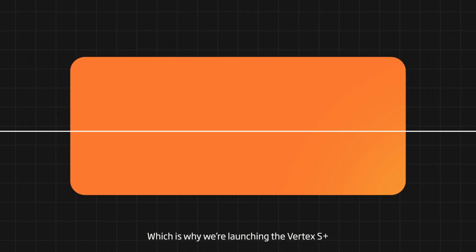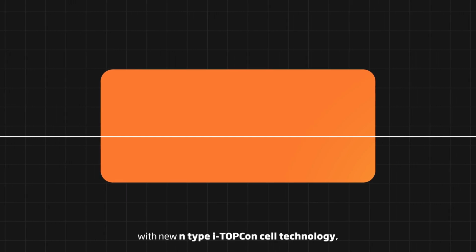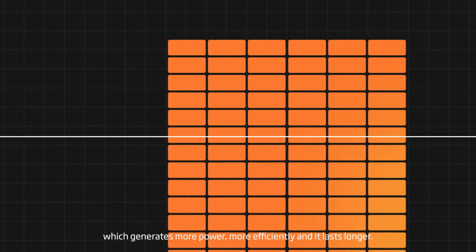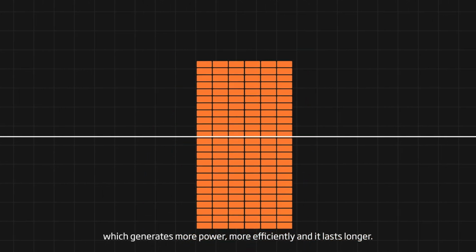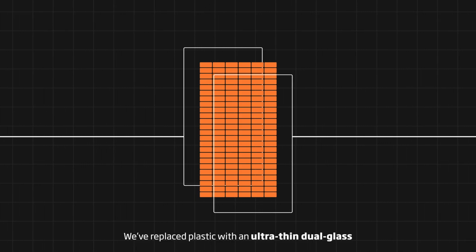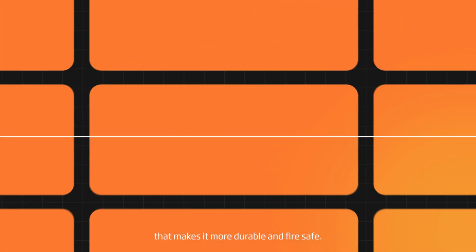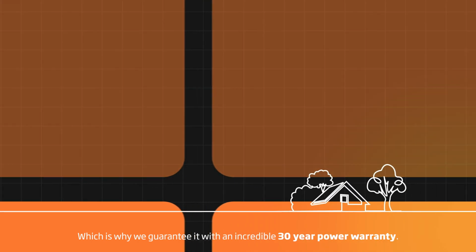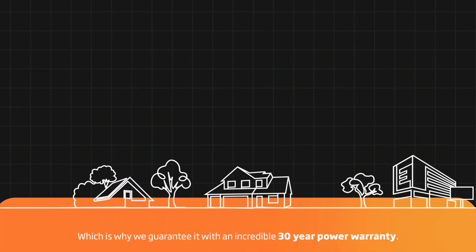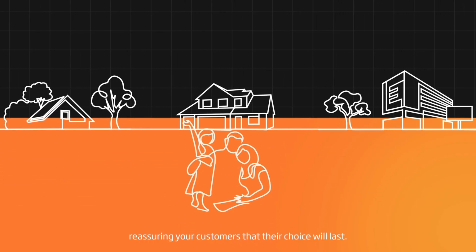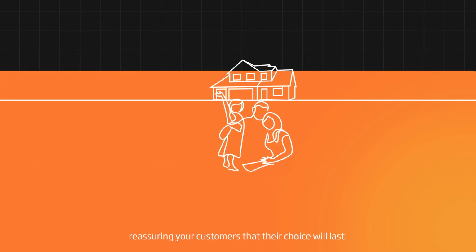Which is why we are launching the Vertex S Plus with new N-type i-TOPCon cell technology, which generates more power, more efficiently, and it lasts longer. We've replaced plastic with an ultra-thin dual glass that makes it more durable and fire-safe. Which is why we guarantee it with an incredible 30-year power warranty. It's the next generation of solar panel, reassuring your customers that their choice will last.